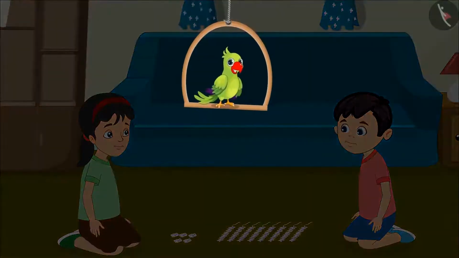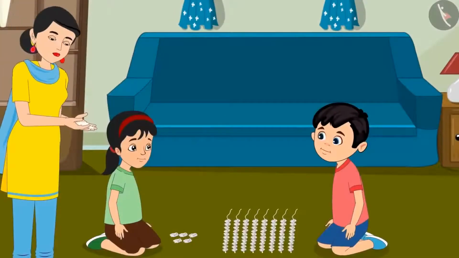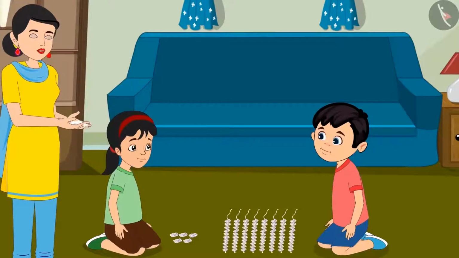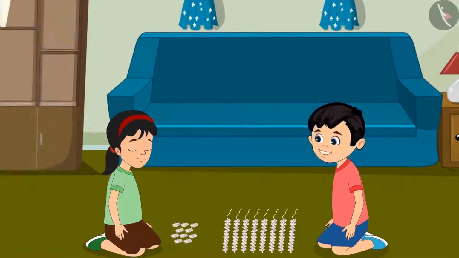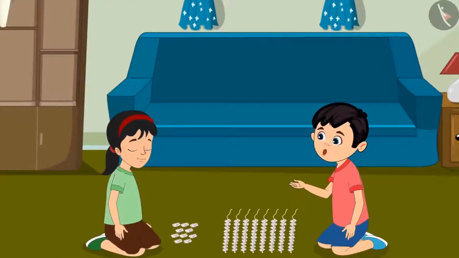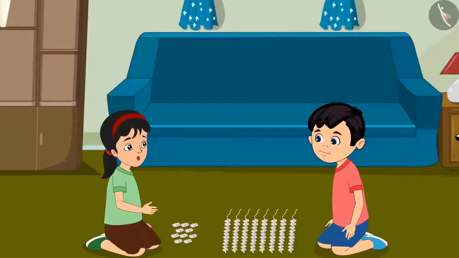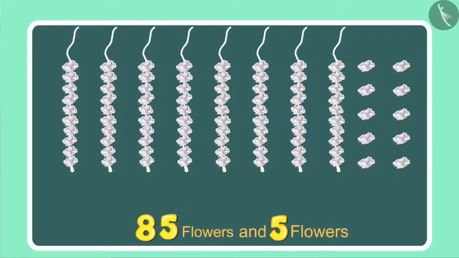While Chotu and Pinky were making the garland, their mother came to them. Chotu, Pinky, look, I found these flowers lying close to the door. You must have dropped these while coming in. Here, use these as well. Oh wow, more flowers. Perhaps we can make one more garland now. Chotu, we had 85 flowers and now mother has given us 5 more. So how many flowers do we have in total now?